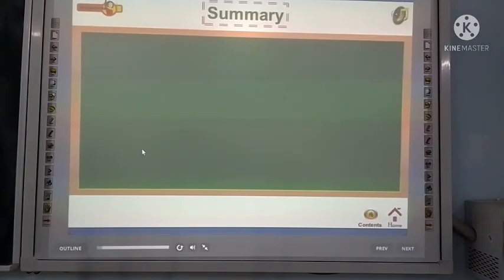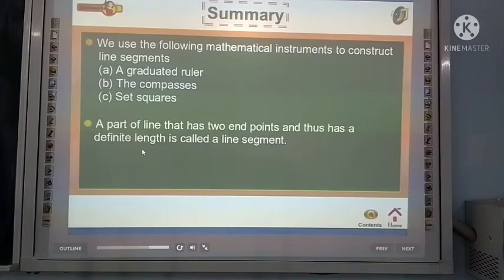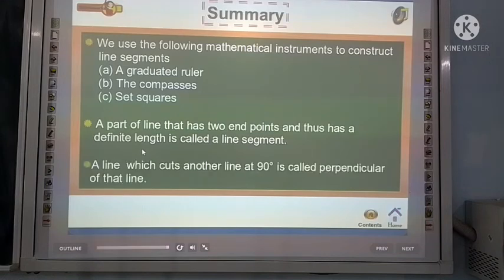Students, now let us summarize what we have learned in this module. We use the following mathematical instruments to construct line segments: a graduated ruler, the compasses, and set squares. A part of a line that has two endpoints and thus has a definite length is called a line segment. A line which cuts another line at 90 degrees is called the perpendicular of that line.